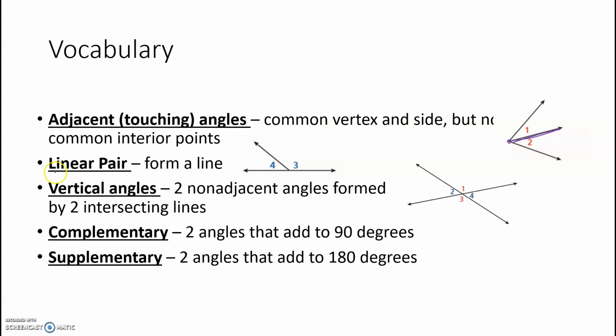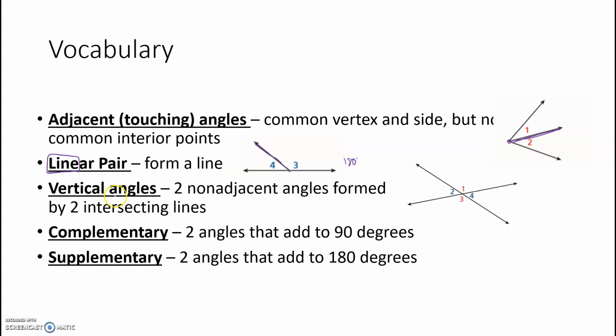Linear. So linear, we hear the word line. Right? We hear the word line. Linear means line. So two angles that form a line. Now they do have to be adjacent in order for them to form that line. So notice they have common vertex and they share a side. So they are adjacent. So if you ever say something's a linear pair, they're also going to be adjacent. Notice they form a line, so we think 180 degrees. All right, 180 degrees in a line.